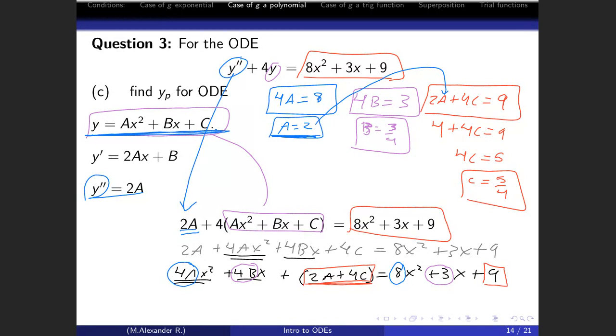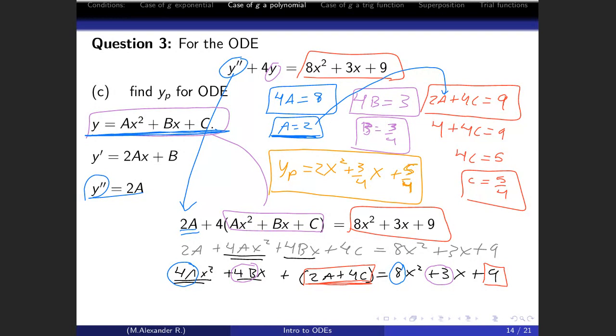So that means that we can write down the particular solution, and I'm going to write this in gold. Gold will always be my solution to the problem. So the particular solution is: the a is a 2, so 2x squared. The b is 3/4, that goes in front of the x, and then the number c is plus 5 over 4. So that is my particular solution to the problem.